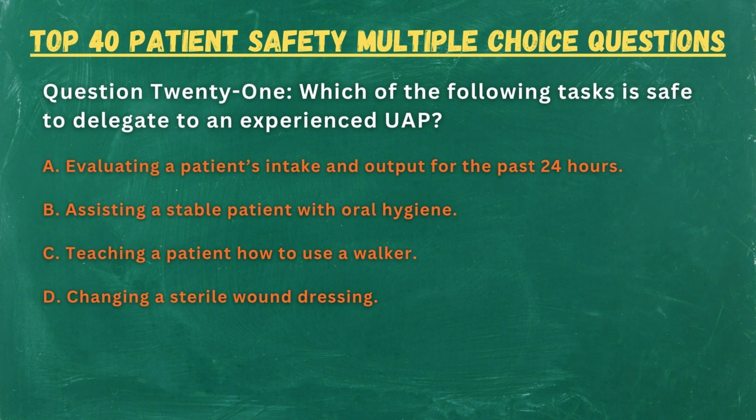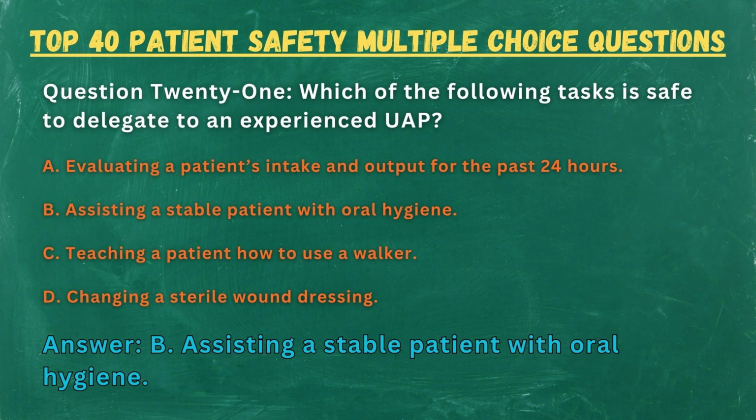Question 21. Which of the following tasks is safe to delegate to an experienced UAP? A. Evaluating a patient's intake and output for the past 24 hours. B. Assisting a stable patient with oral hygiene. C. Teaching a patient how to use a walker. D. Changing a sterile wound dressing. Answer: B. Assisting a stable patient with oral hygiene.